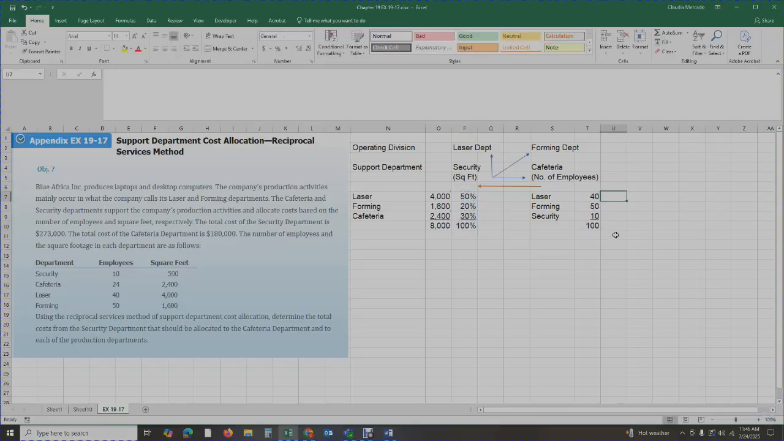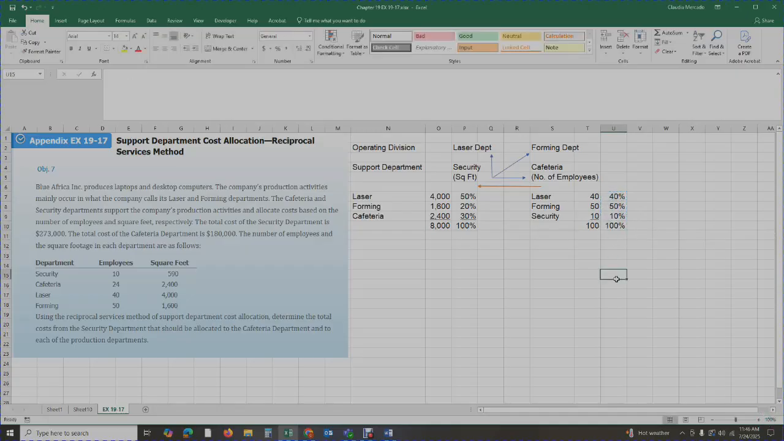We're going to do the same thing for the cafeteria. I'm going to get my 40 employees, and I'm going to divide it by my 100 total employees. So that's going to give me 40%, which goes to my laser. 50 divided by 100, 50% goes to my forming, and then 10% will go to my security.